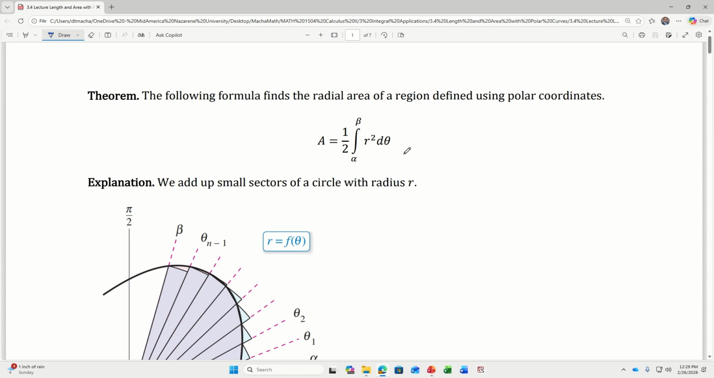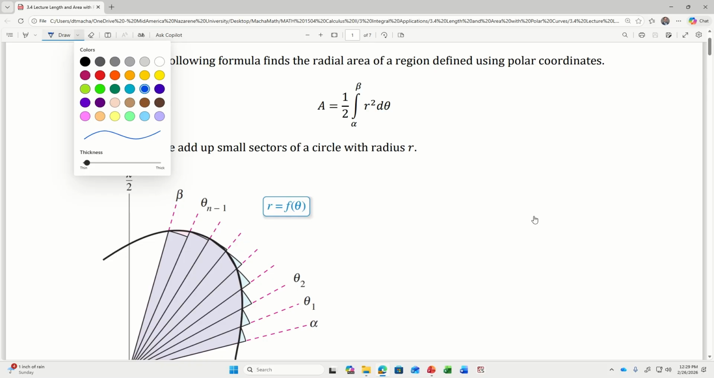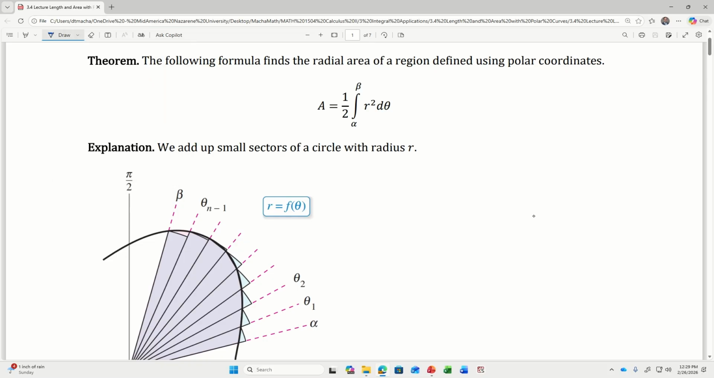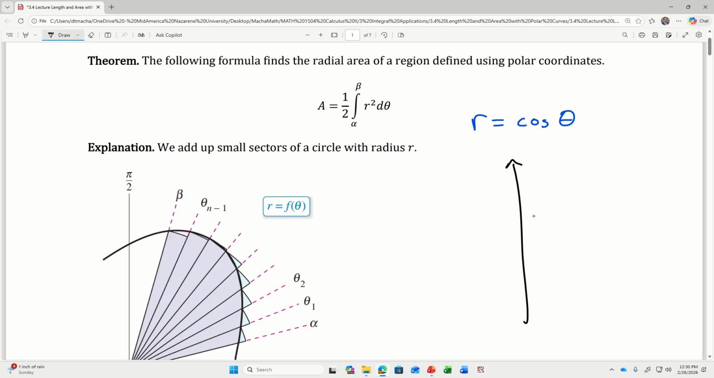The following formula finds the radial area of a region defined using polar coordinates. So what I mean by that is if you had a polar function like r equals cosine theta, and you go to graph r equals cosine theta. Well, when theta is equal to 0, cosine is 1.